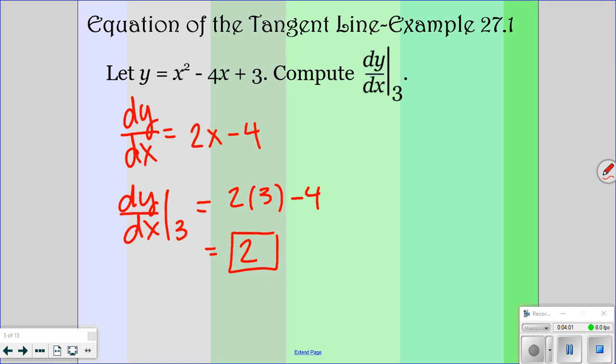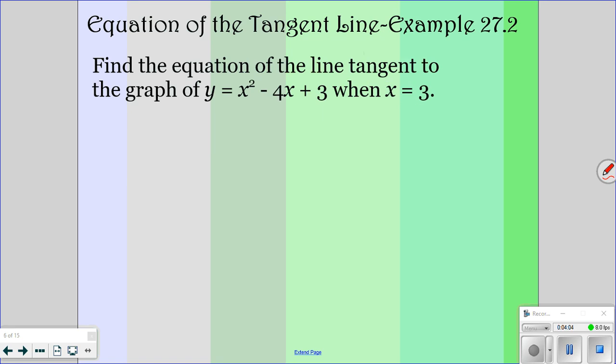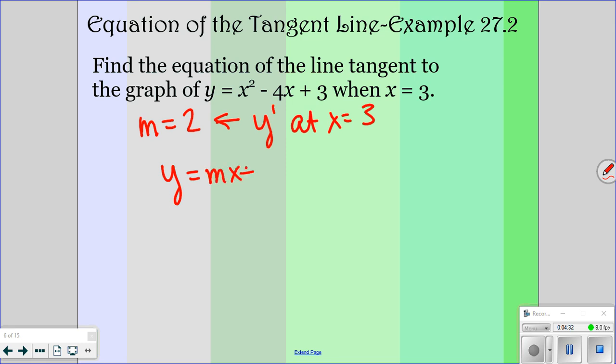Sometimes it'll ask you for the equation, like this one. So we want to find the equation of the tangent line, not just what the slope is. So this is the same equation that we just had at x equals 3. So we know that our slope, our derivative, equals 2, because this was the derivative. So that's the slope that we're going to use. So we're going to have y equals mx plus b. We know that our slope is 2. We do not know our b value.